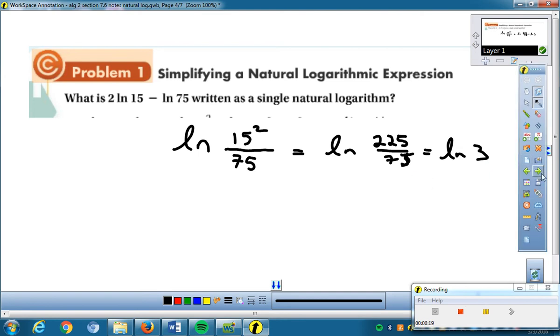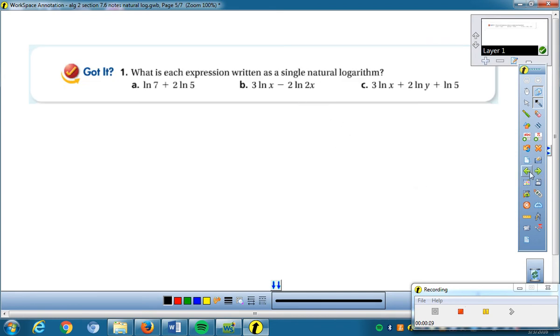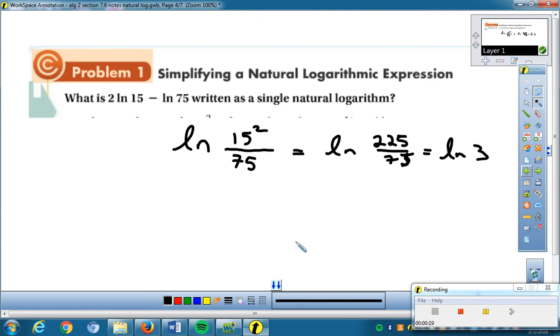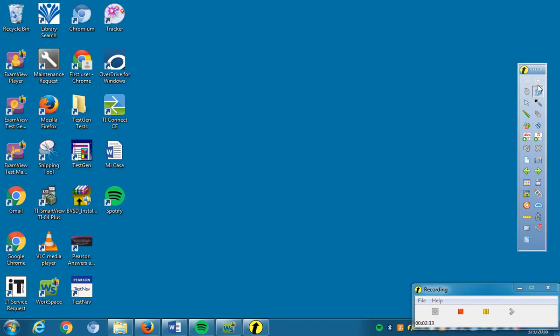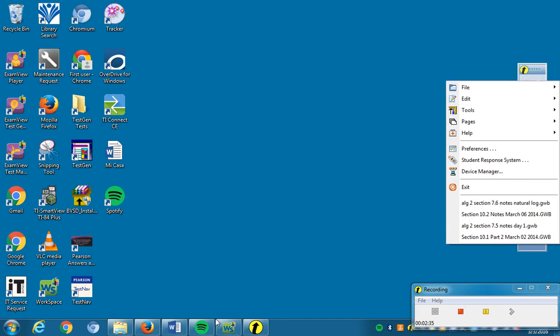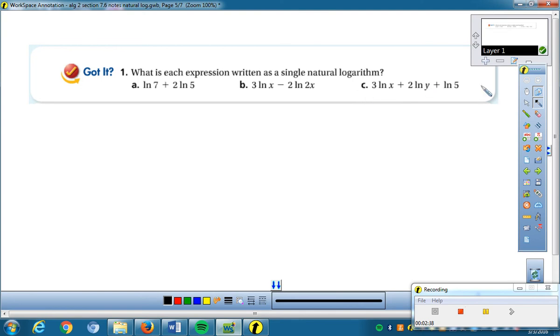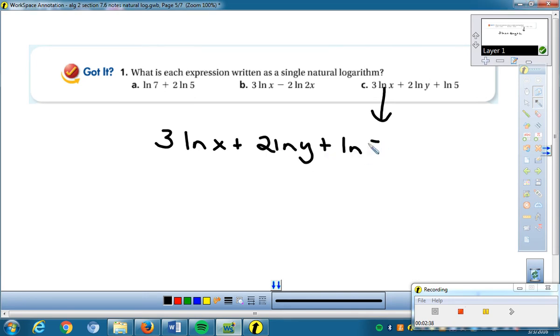Okay. All right. So I can go back to do one of these. Let's make this the hardest one. So, what is each expression written as a single log? So we want to do this one, condensed. The original is 3 ln x plus 2 ln y plus ln 5. So, single log means we write ln 1 time.